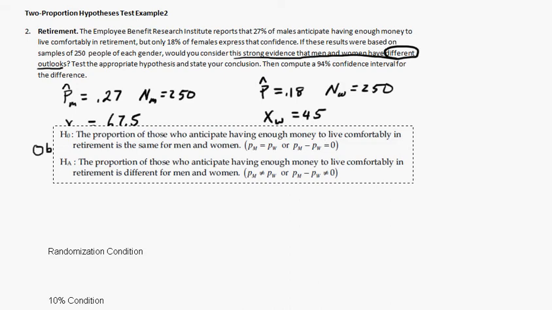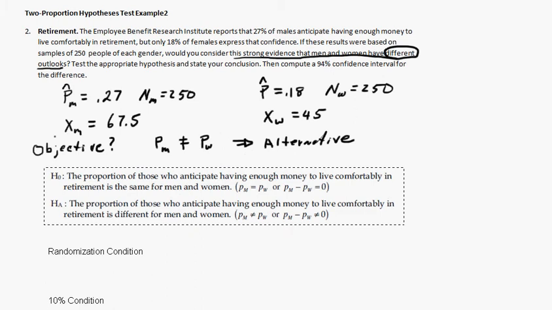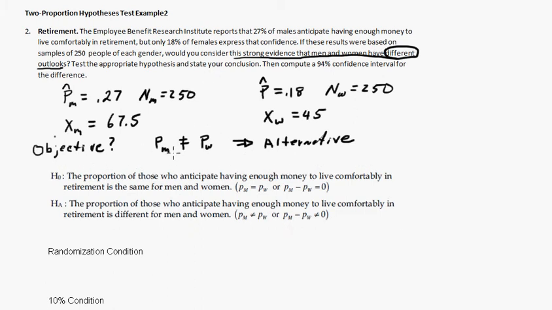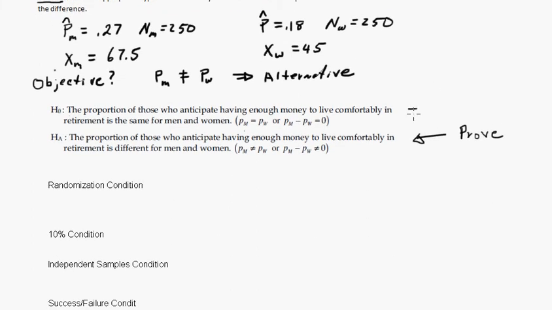Okay? So with that in mind, I have the author's hypotheses already written out. Using this notation where PM, subscript M, is the proportion of men that have a positive outlook, and PW, subscript W, is the proportion of women, the null hypothesis is that the proportion of those who anticipate having enough money to live comfortably in retirement is the same for men and women. And we repeat that, only we say they're not equal. Those are our hypotheses, and we're going to try to prove the alternative. The mechanism by which we do that is to see if the null hypothesis implies a model, and then see if that leads to a false sort of statement.